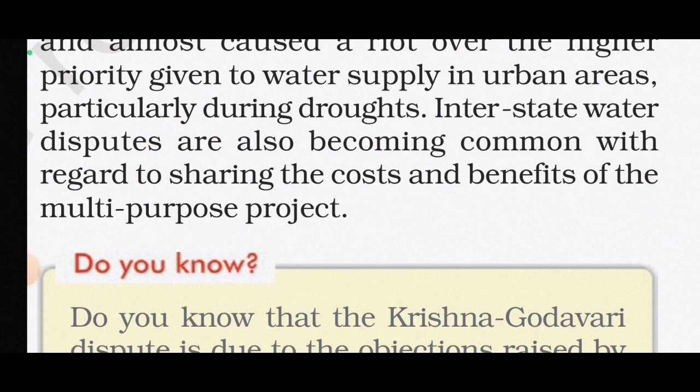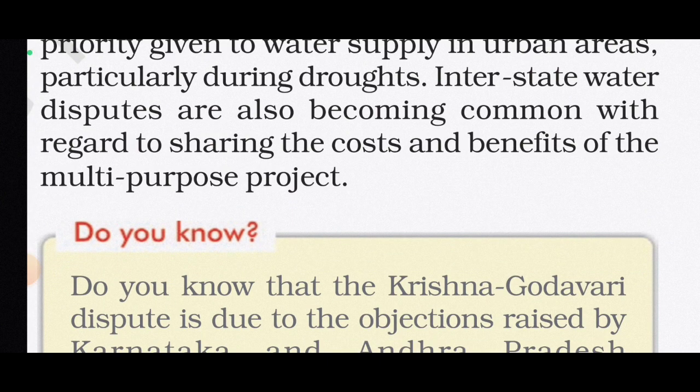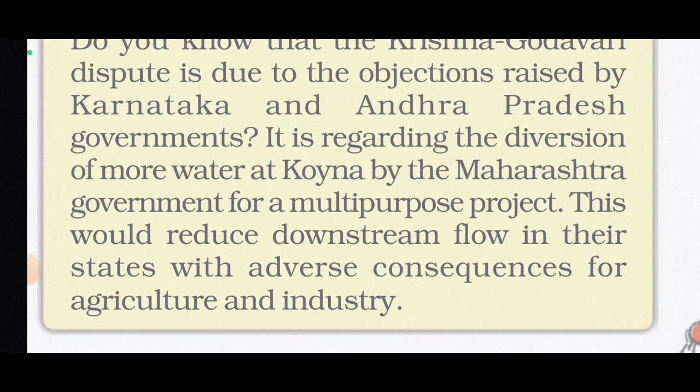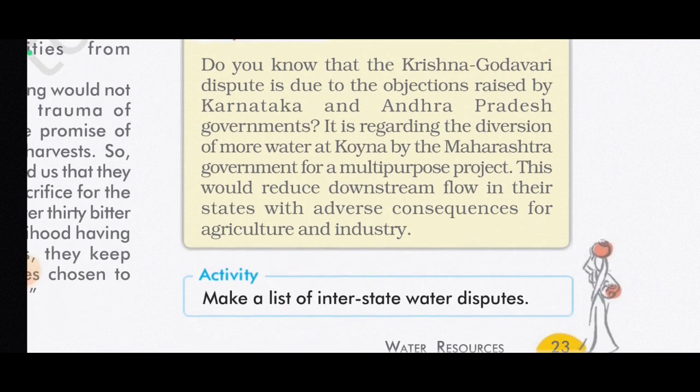Interstate water disputes are also becoming common with regard to sharing the costs and benefits of the multipurpose project. Do you know that the Krishna-Godavari dispute is due to the objections raised by the Karnataka and Andhra Pradesh governments? It is regarding the diversion of more water at Koyna by the Maharashtra government for a multipurpose project. This should reduce downstream flow in their state with adverse consequences for agriculture and industry.